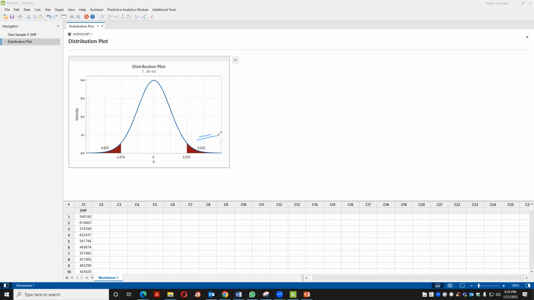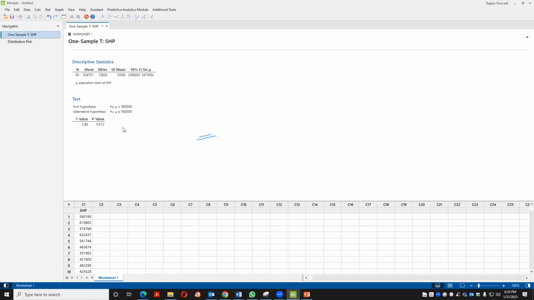Then automatically, if null hypothesis is rejected, what will be the case? Alternative hypothesis will be accepted. So this is correct. What is correct? It means the mean is not 500,000. It is more than 500,000. So this is the other way of checking.